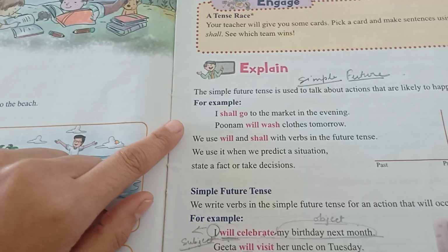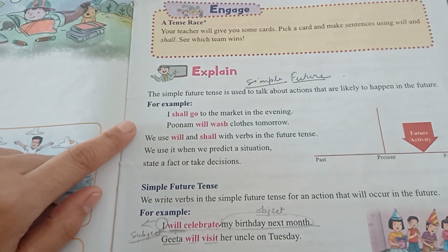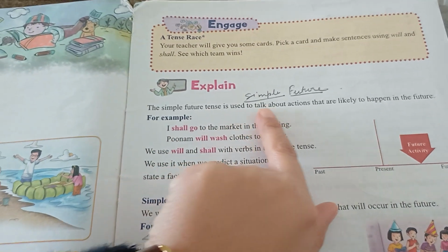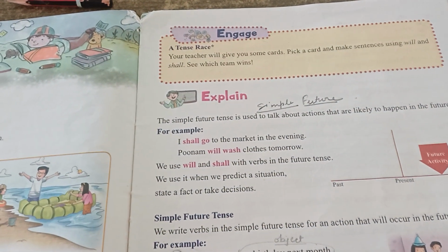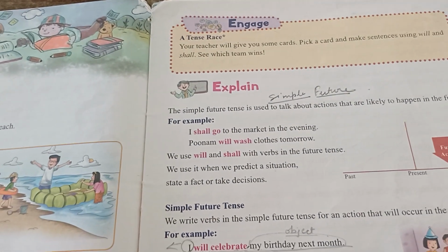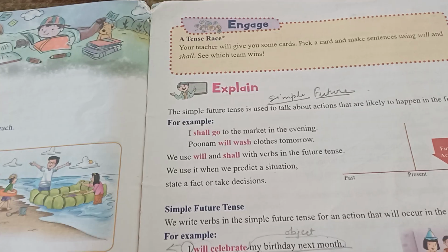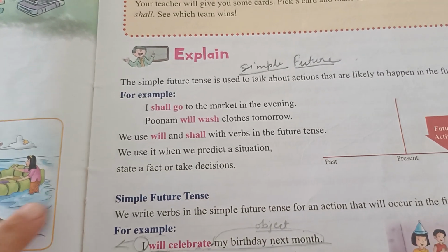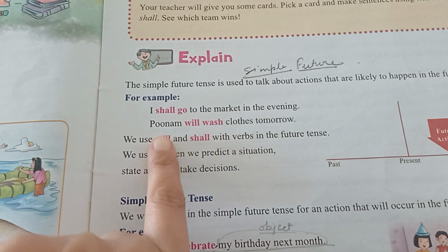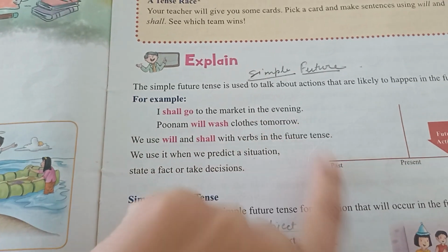What is simple future tense? The simple future tense is used to talk about actions that are likely to happen in the future, meaning those actions which have not happened yet and are likely to happen in the future. Some examples are given here. I shall go to the market in the evening. Poonam will wash clothes tomorrow.